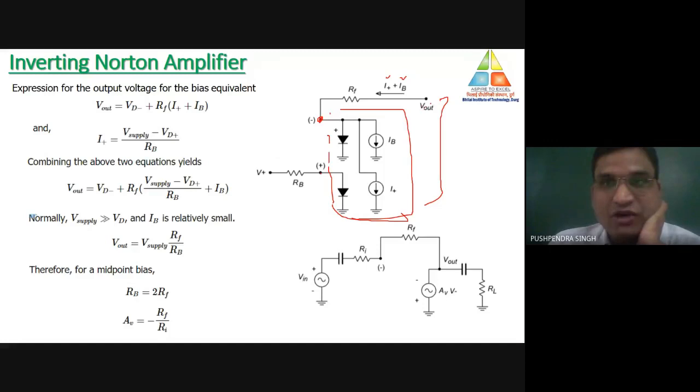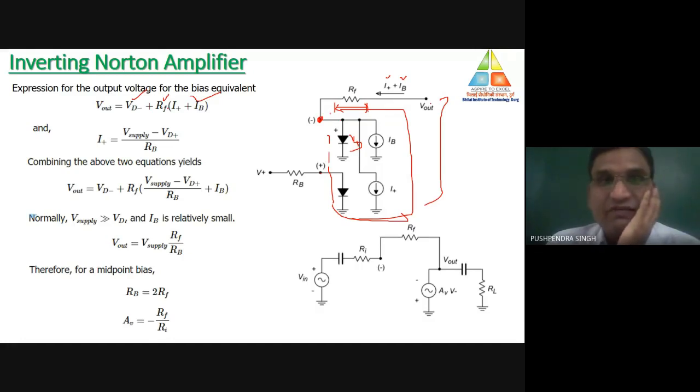So what is the value of output? Output will be the diode drop VD, the voltage drop across the diode, plus the drop across this resistance RF. If we add these two voltages, only then can we calculate the value of output. So output is equal to VD plus the drop across RF. RF multiplied by current, and the current is I plus IB. That is the value of the output voltage.